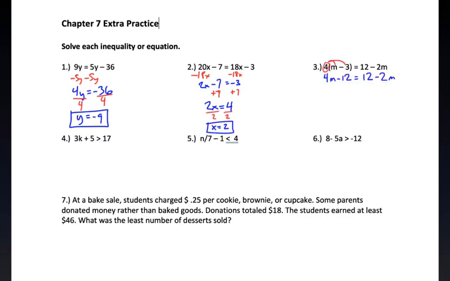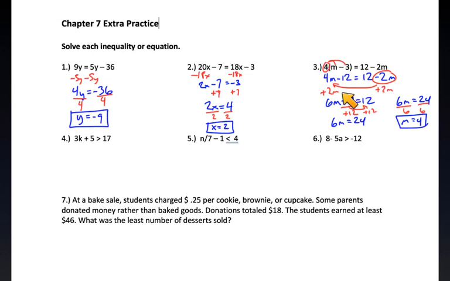On number 3, I'm going to distribute, and get 4m minus 12 equals 12 minus 2m. Now, like in number 2, I need to get the variables on one side and the constants on the other. I'm realizing I'm always getting the variables on the left. That's not a rule, it just happens to be how I'm doing it on these. Add 12 to both sides, 6m is equal to 24. Divide by 6, m is equal to 4. Again, get the variables on one side, get the constants on the other.